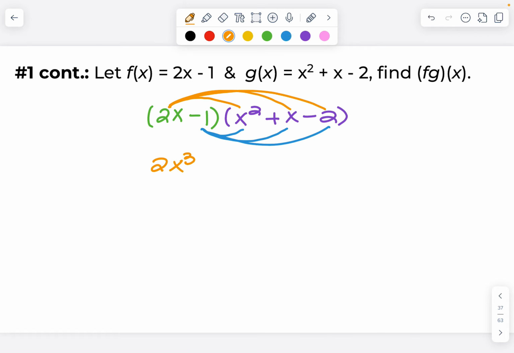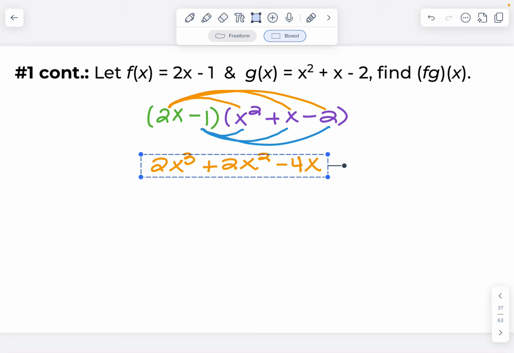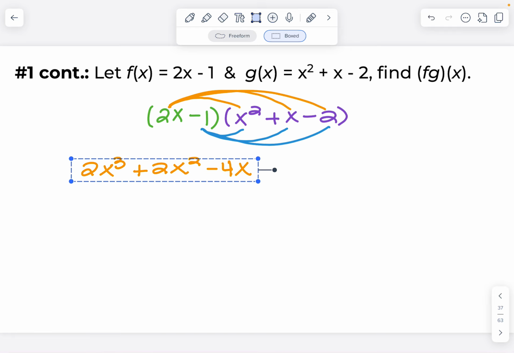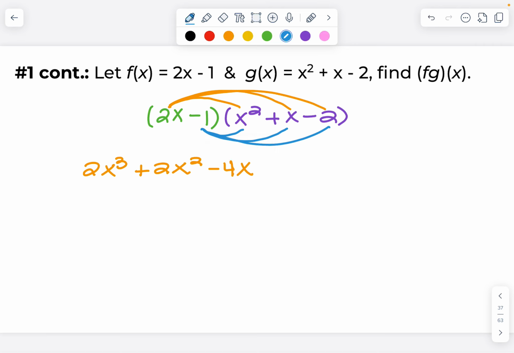Then I'm going to have a plus 2x times x gives me x squared. 2x times a negative 2, 2 times negative 2 is negative 4, and then an x. And then I'm going to do the negative 1 times each of these terms. So if I do that, I get negative x squared, negative x, and then a positive 2. From here, I can combine like terms.